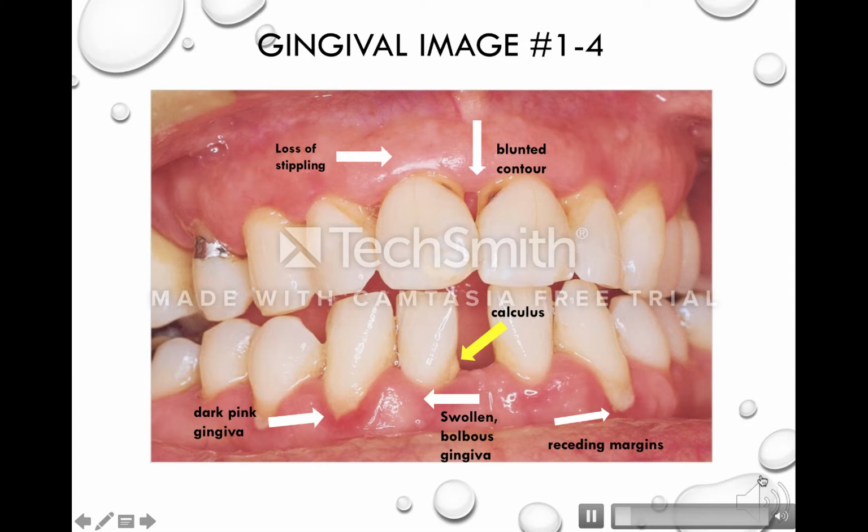In this gingival image, we can see a loss of stippling and shininess of the gingiva, blunted contour, dark pink gingiva with red margins, swollen and bulbous gingiva, receding margins, rolling, and calculus deposits.